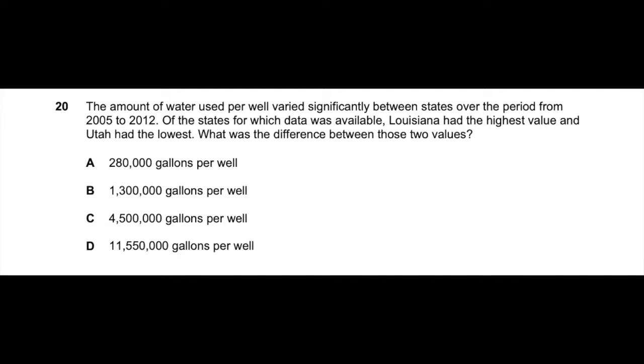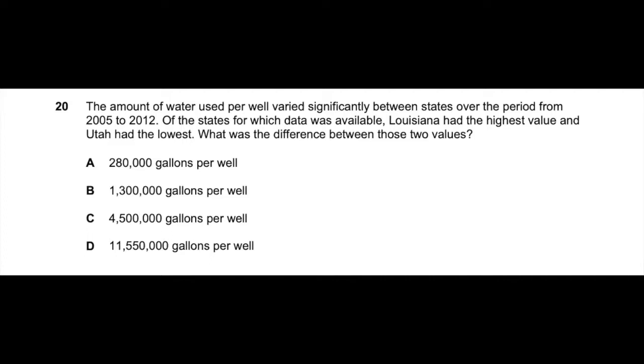Question 20. The amount of water used per well varied significantly between states over the period from 2005 to 2012. Of the states for which data was available, Louisiana had the highest value and Utah had the lowest. What was the difference between those two values? The correct answer is C because of the following.